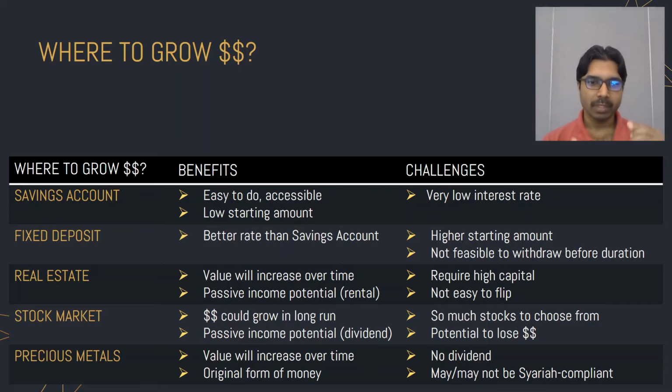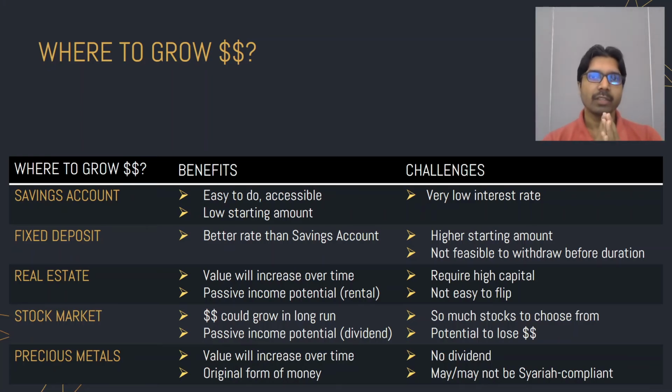Therefore, until today, the respect for gold as an alternative form of money, or rather the original form of money, is still there. Again, though gold sounds very great, it also has its own set of challenges. The first challenge is that it doesn't give you a dividend. Money only gives you dividends when you invest in businesses, like the stock market. When you invest in a business, they make money, therefore you get a dividend. But in gold, there is no dividend. So this is the first challenge.